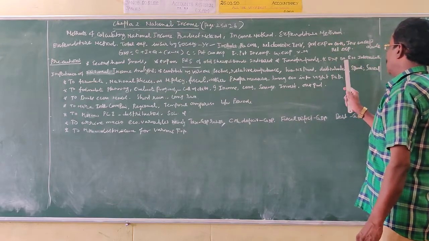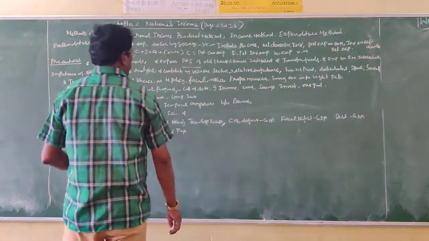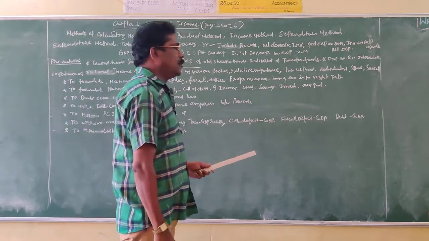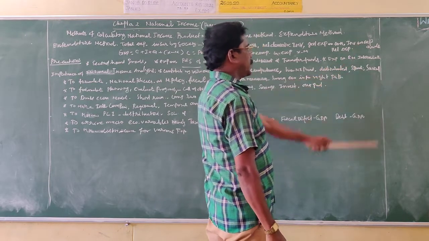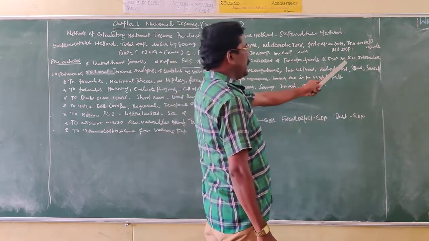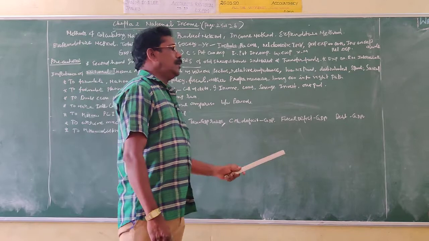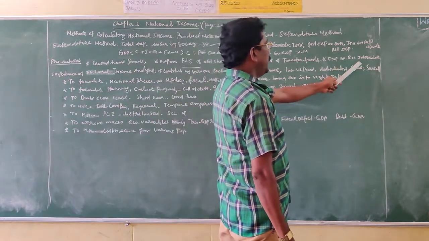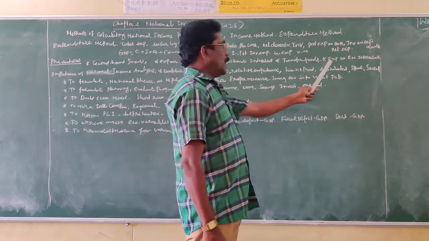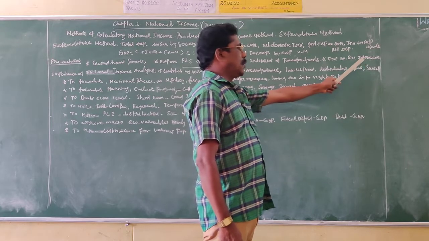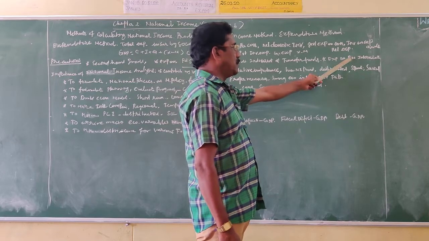And expenditure on raw material and intermediate goods is also not taken into account. Only the final goods, that is finished goods, we have to take into account. If you take the raw material and intermediate goods, it would be treated as double counting. The value of raw material and intermediate goods is already taken into account at the time of finished goods. So we take into account only the final goods, that is finished goods.